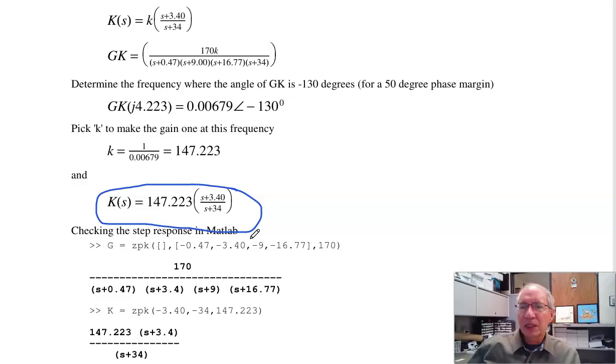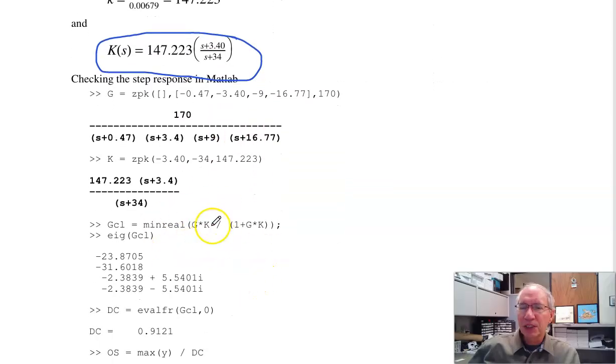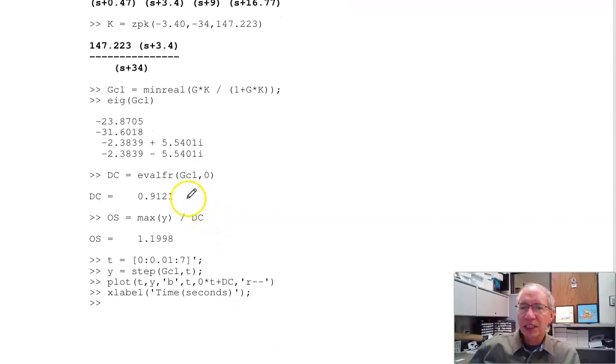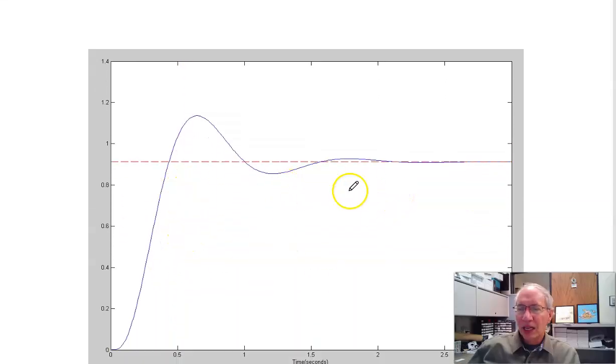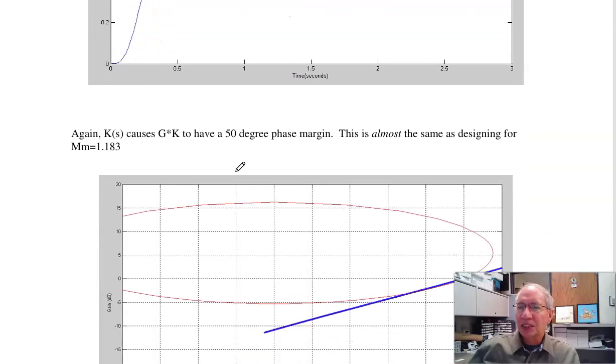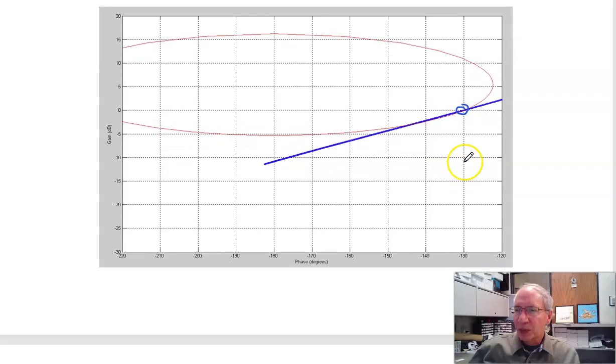If I plot the closed loop step response, here's G, here's K, there's the closed loop system, DC gain, overshoot, got 19% overshoot. And here's your step response. To see what's happening, again, it's instructive to look at a Nichols chart. I intersect the M circle right at 0 dB minus 150 degrees. And I just go a little bit inside the M circle, so the overshoot is just about what I expect.